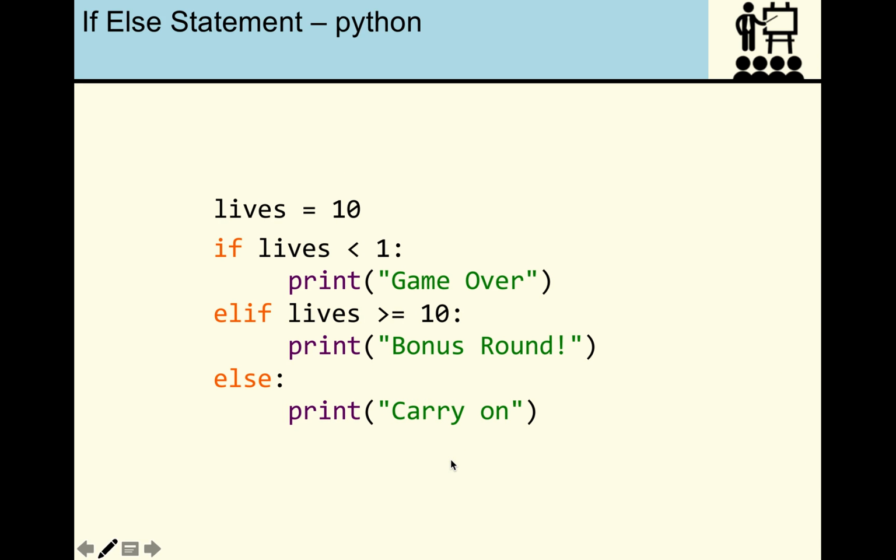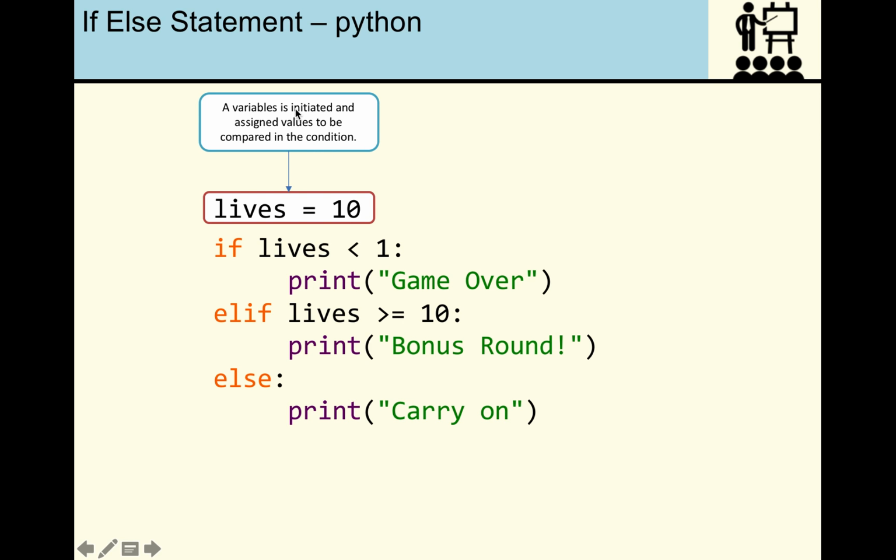Okay, we're going to go up a level and look at if-else statements with ELIF. We use ELIF when we want to have multiple conditions. In this example, I'm looking at lives in a video game. I start off with a variable that's assigned a value, and that variable is lives. I'm assigning it the value 10. So when I start this game, I have 10 lives.